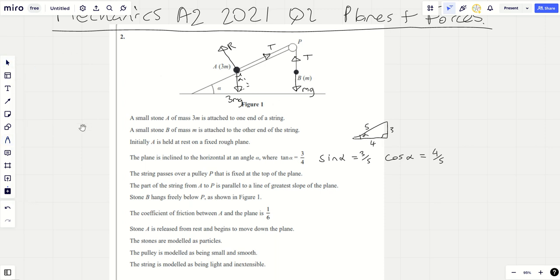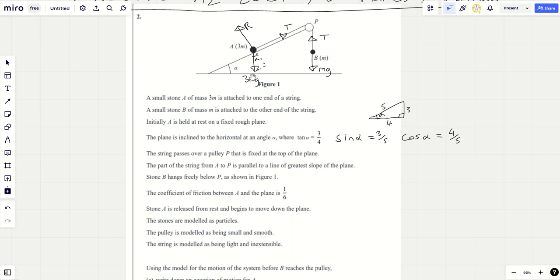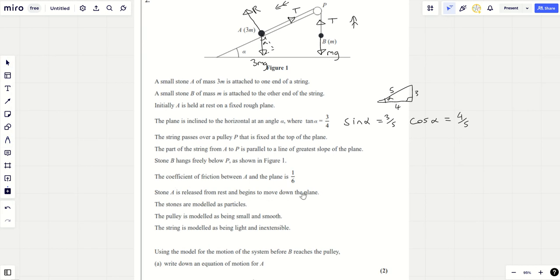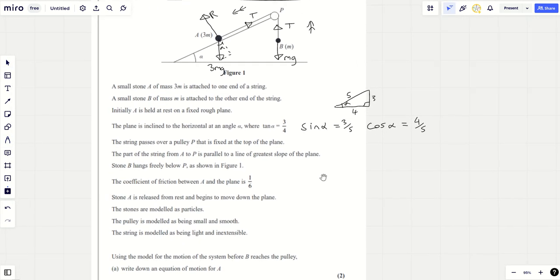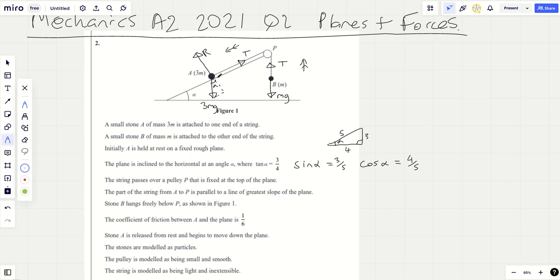Now we need to decide which way the friction goes. Well, we've got mg pulling in this direction and 3mg sine alpha pulling in that direction. 3/5 of 3 is 9/5 mg, and that's stronger than mg, so it's definitely moving in this direction. And I think the question actually says that, because it says stone A is released and begins to move down the plane. So that means that friction should be running parallel to the tension up the plane, and it will be at maximum because it's moving.